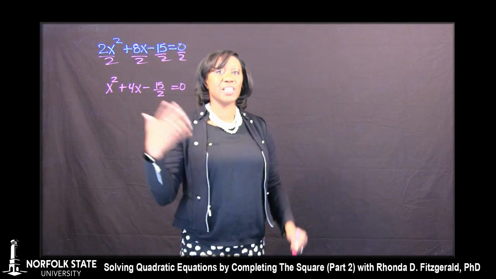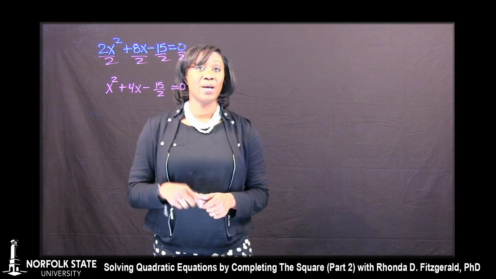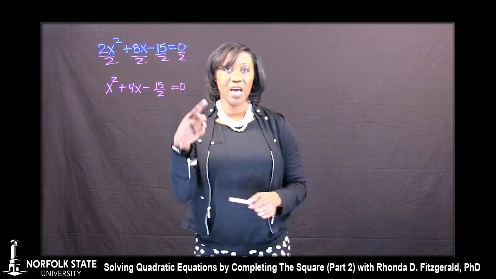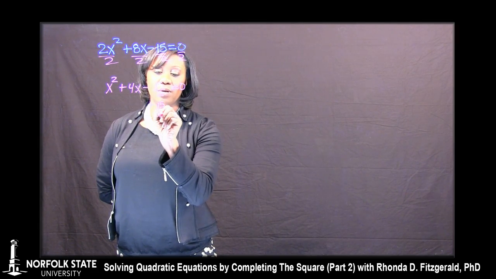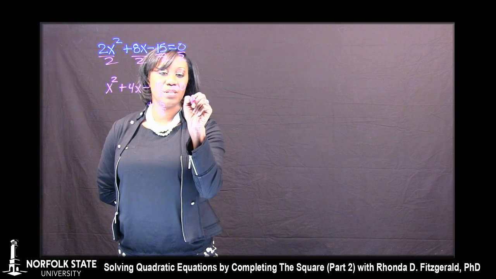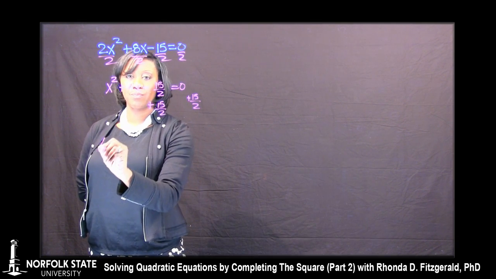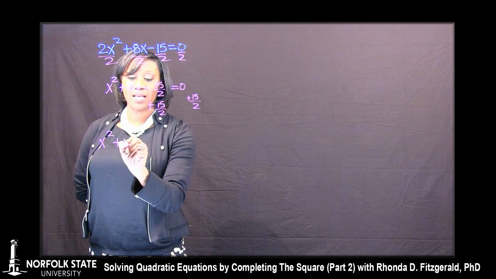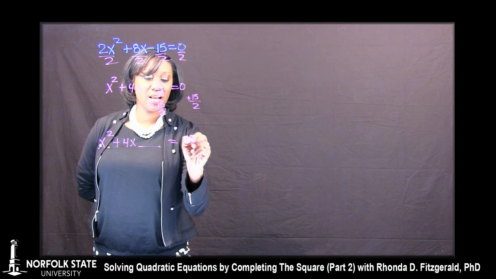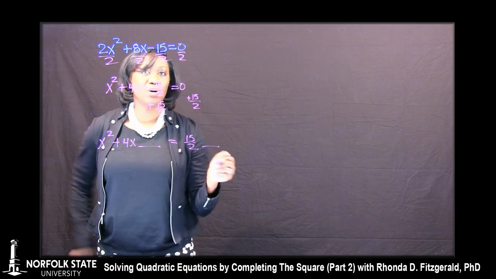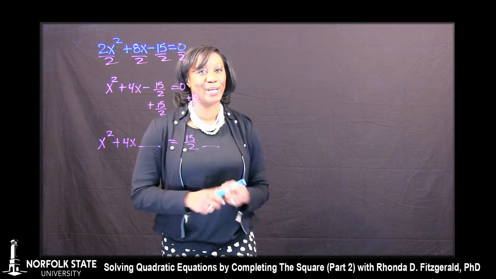Now this problem looks very similar to the previous types that we've worked. So our next step is to get the constant term to the other side of the equation. So I need to add 15 over 2, or 15 halves, to both sides. So now we have x squared plus 4x blank equals 15 halves and blank. Recall we're using those blanks as placeholders. So now let's figure out what goes in our placeholder.